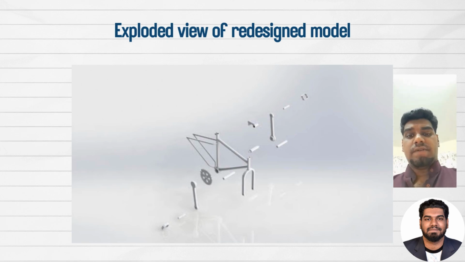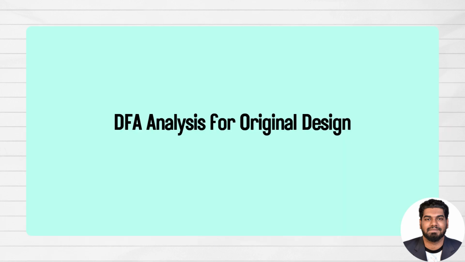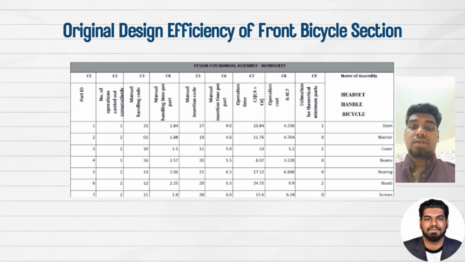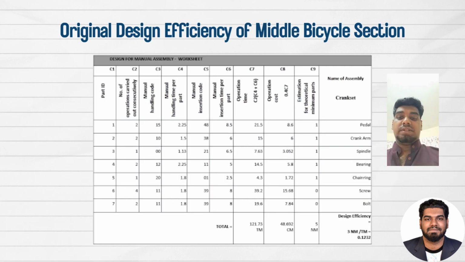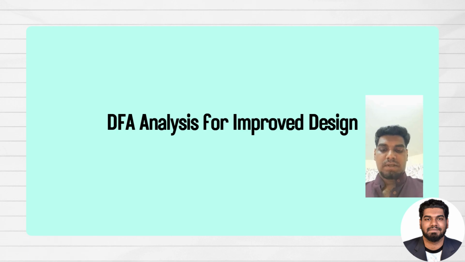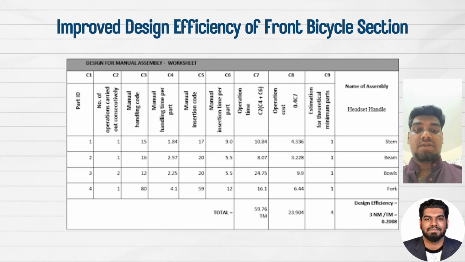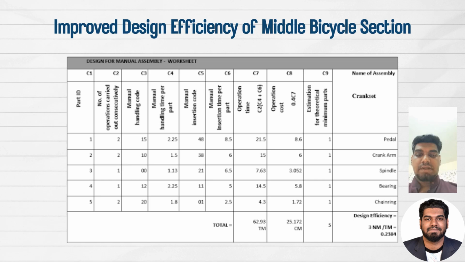Okay, now this is the explorer view of our redesigned model. These are the original design efficiency of the front bicycle section. This is the original design's efficiency of the middle bicycle section. Next, we would like to present the DFA analysis of the improved design. This is the improved design efficiency of the front bicycle section, and this is the improved design efficiency of the middle bicycle section.